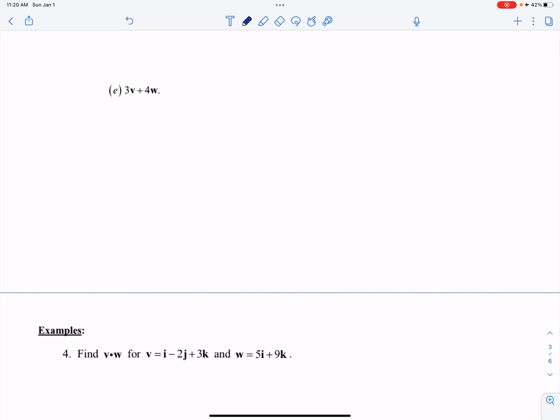3v plus 4w. So this is going to work the same way, just double steps. 3 times our v, which was 6i plus 2j plus 3k, plus 4 times our w, which was negative i plus 5j minus 2k. Let's distribute these.